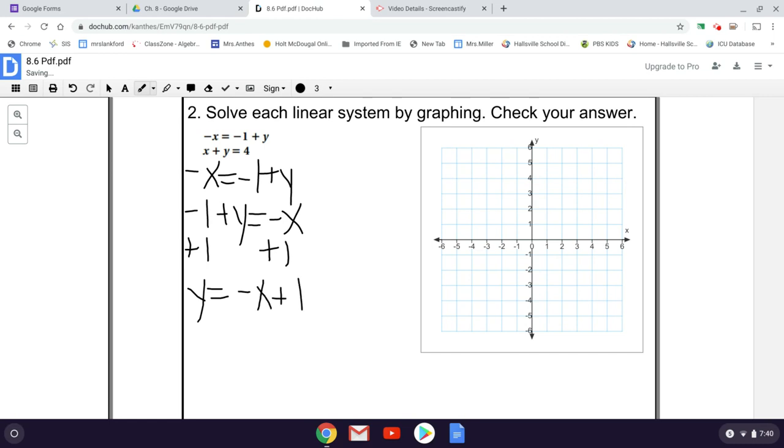If I go ahead and graph that, I put a point at positive 1 because that's my y-intercept. Then I go down 1, right 1, because my slope is negative 1. Down 1, right 1. I could also go up 1, left 1. And then I draw a line through that.